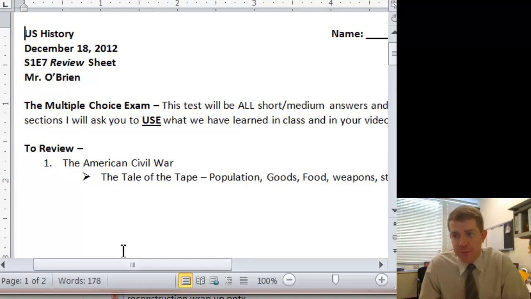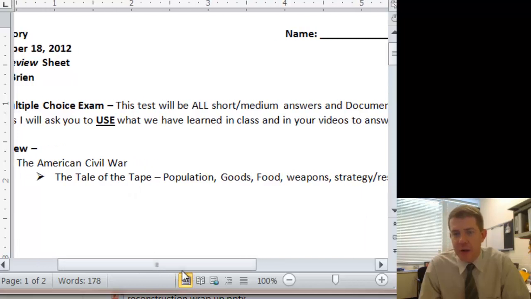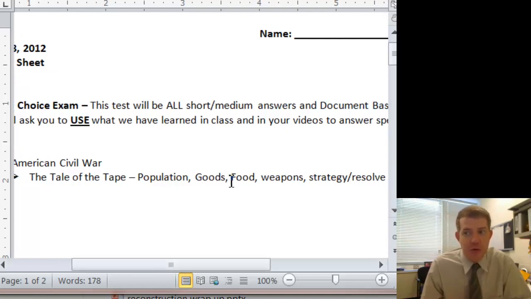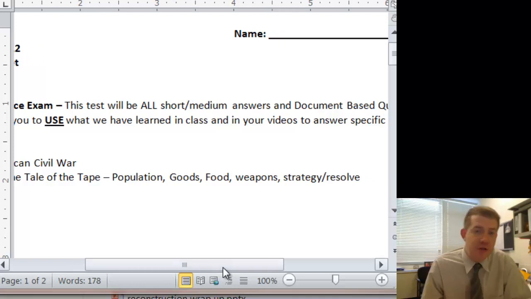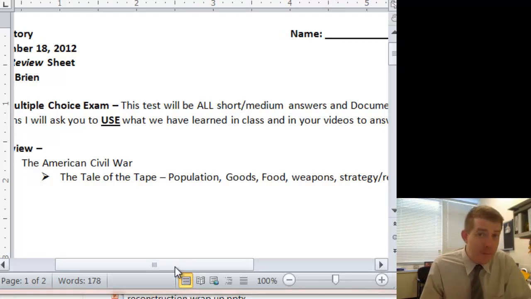When it comes to the Civil War, the first item I have on here is called the Tale of the Tape, but really all I'm talking about there is the relative advantages and disadvantages. So those things like resources and population numbers and food and weapons and strategy and how do you win. We went through those in pretty great detail, and so I will be asking you questions on the test about that and what it meant. So not only what the advantages were, but also what the strategies were, and how that created an advantage or a disadvantage.